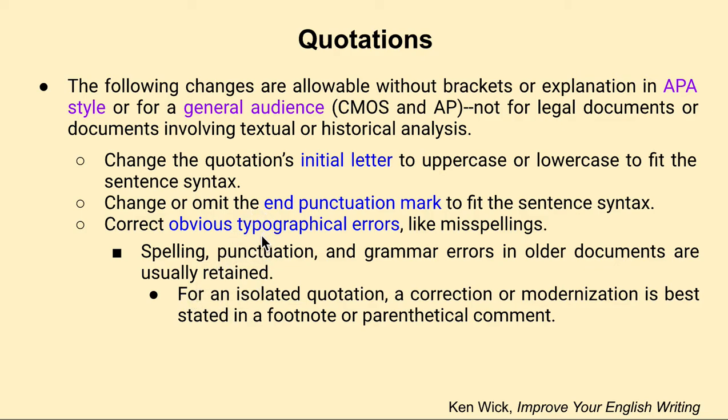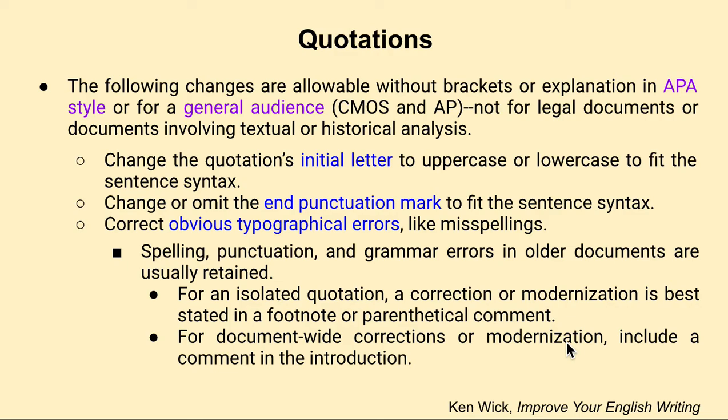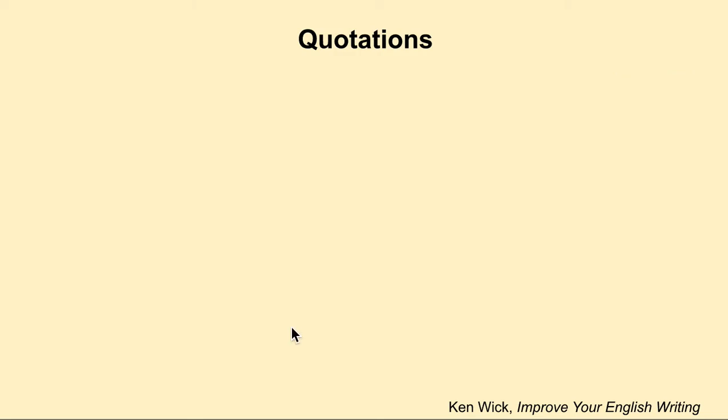But this is maybe more for a modern document. For an isolated quotation, a correction or modernization is best stated in a footnote or parenthetical comment. And for document-wide corrections or modernization of quotations, it's best to include that in a comment in the introduction. That way, if you're using a bunch of quotations from, let's say, the 1700s, you don't want a constant parenthetical comment or a note in the source citation about having modernized the spelling or the grammar. You should just state in the introduction that all spellings and punctuation have been modernized. And you'd footnote or add a parenthetical comment for important changes or changes of interest.